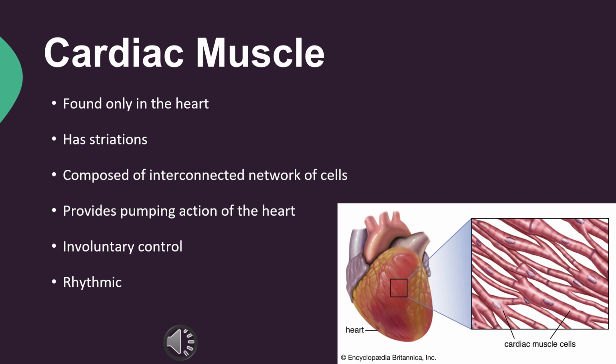Structurally, cardiac muscle is unique. It does have striations like skeletal muscle. That helps with strong coordinated contractions, but it's also made of an interconnected network of cells. And these cells are linked by structures that we call intercalated discs. You can see those pointed out. Oh, they're not pointing them out in the picture, but you can identify them there in the picture.